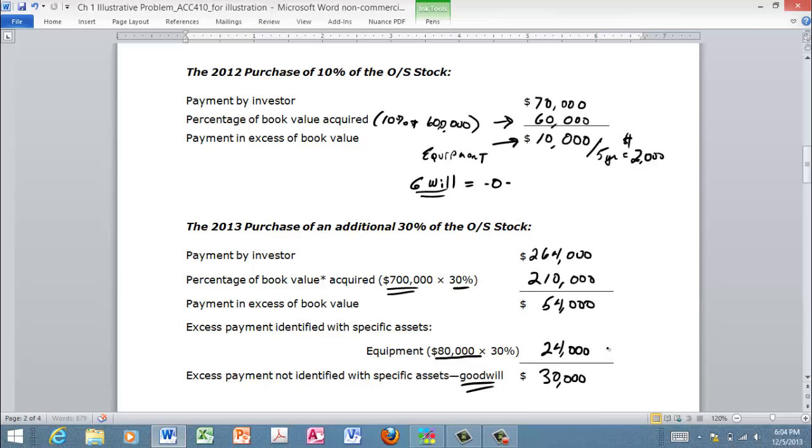Now, I'm also going to do this side calculation on this 24,000 that's assigned to equipment. And remember that it said that there's a remaining life of 4 years. So then I'll have to deal with $6,000 per year amortization. We're not going to mess with it yet, but let's keep that in mind.